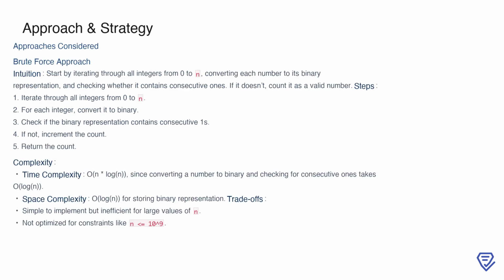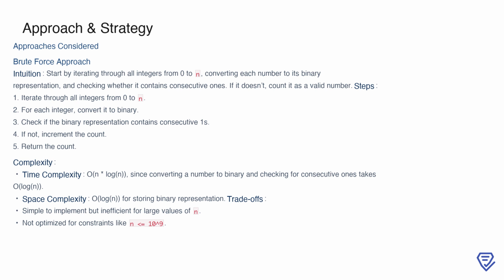To solve this problem, we first considered a brute force approach. The intuition here is straightforward: iterate through all integers from 0 to n, convert each number to its binary representation, and check if it contains consecutive ones. If it doesn't, we count it as a valid number. The steps are simple: loop through each integer, convert it to binary, check for consecutive ones, and increment the count if it's valid. Finally, return the total count of valid numbers.